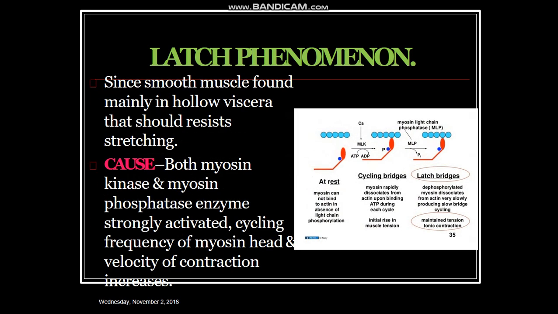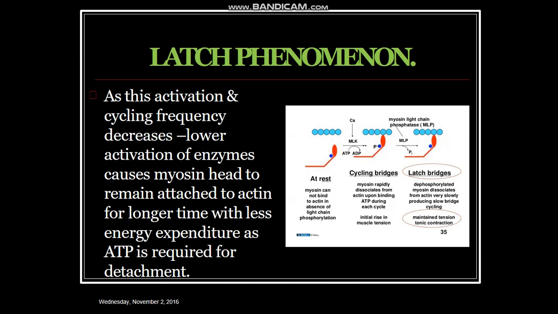Since smooth muscle is found mainly in hollow viscera, it should resist stretching. वो stretch को resist करते हैं. Both myosin kinase and myosin phosphatase enzymes are strongly activated. Cycling frequency of myosin head and velocity of contraction increase. As this activation and cycling frequency decrease, lower activation of enzymes causes the myosin head to remain attached to the actin for a longer time with less energy expenditure, as ATP is required for detachment.